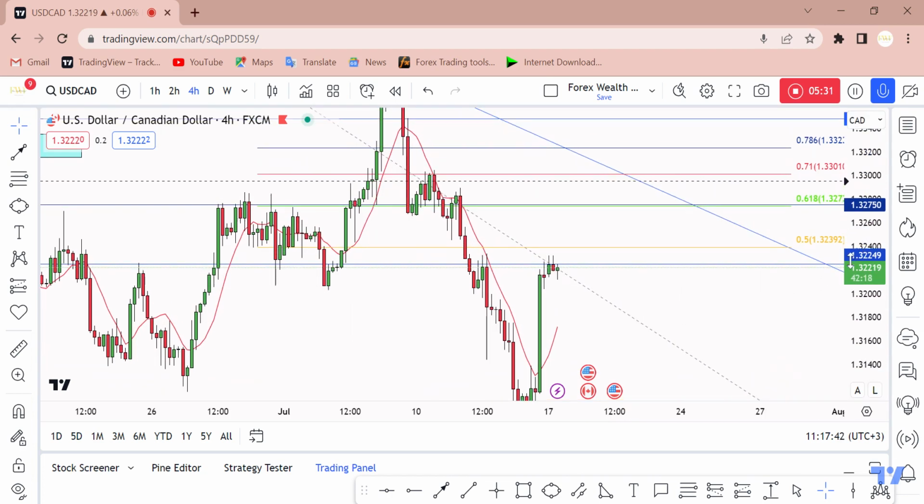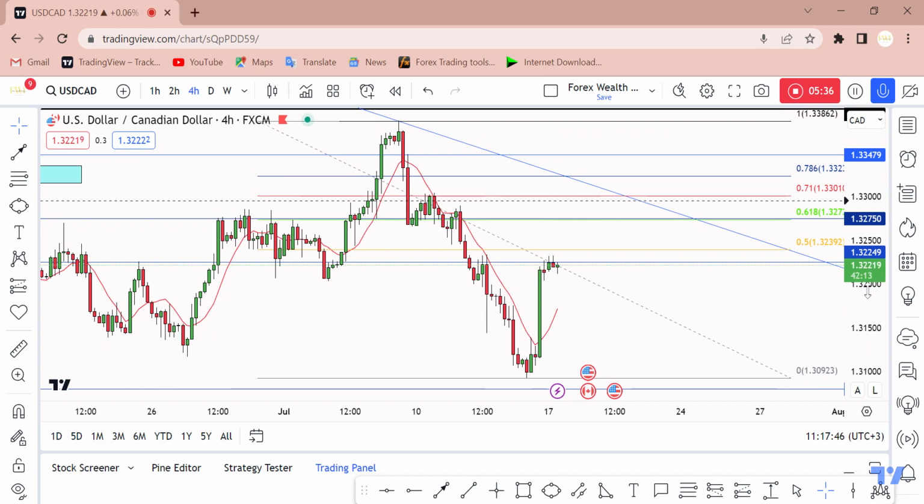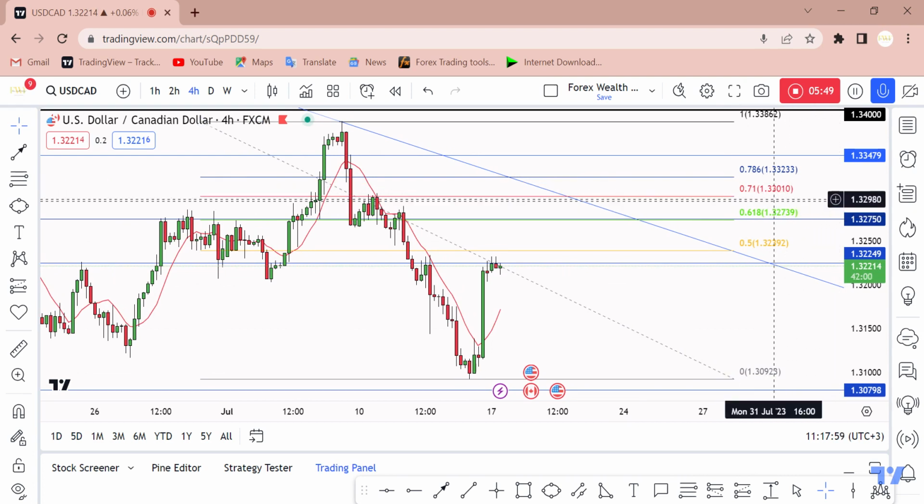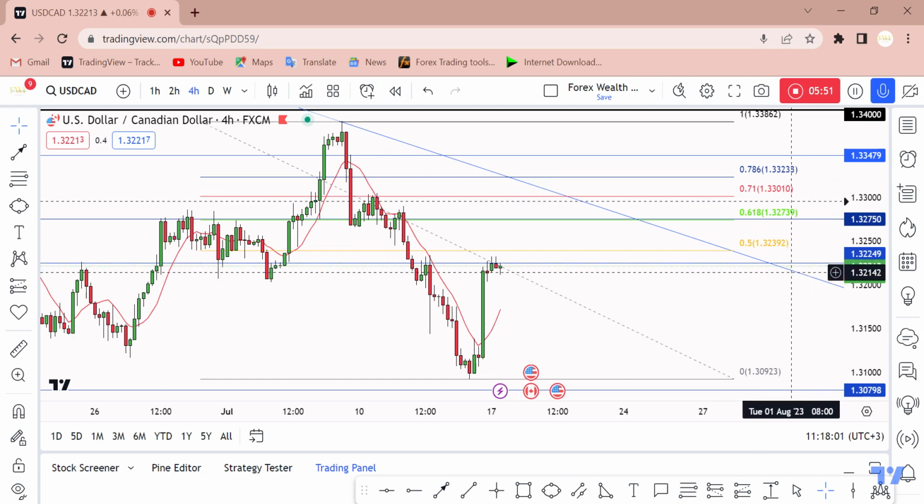So this will be a great area to sell the USDCAD if we have a good bearish price action, and at the same time the price is at one of the fib levels, either the 71 or the 78, which is at 1.33 and 1.3320. So this will be a great area to sell.